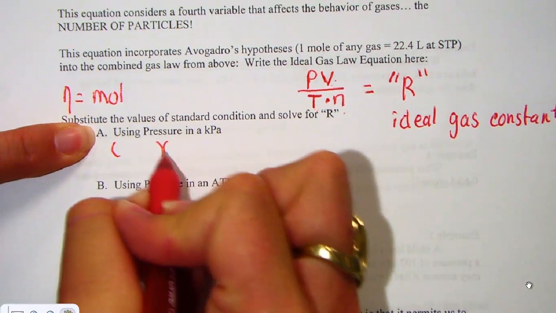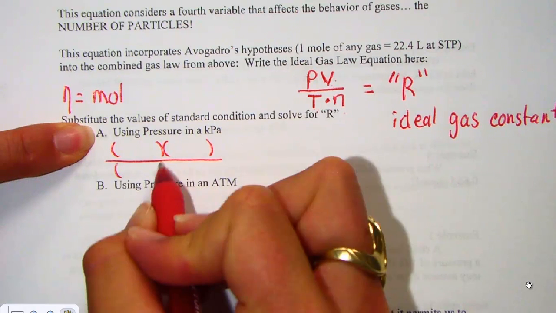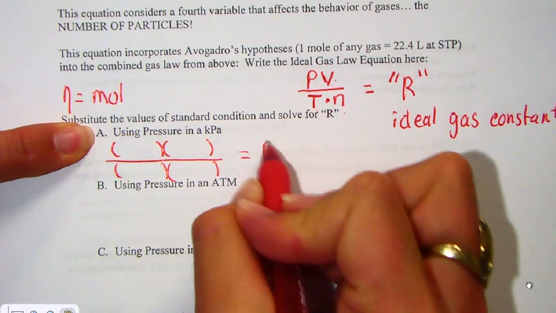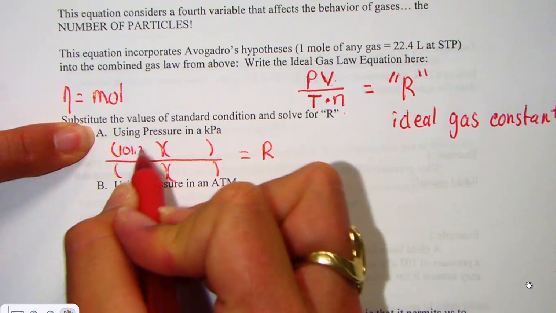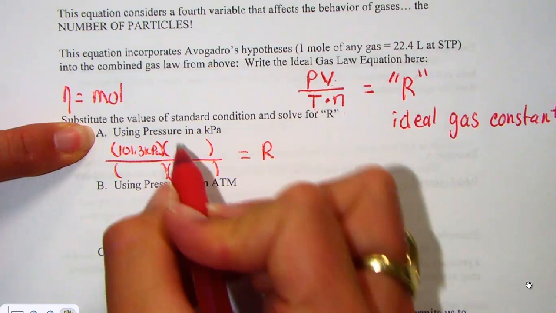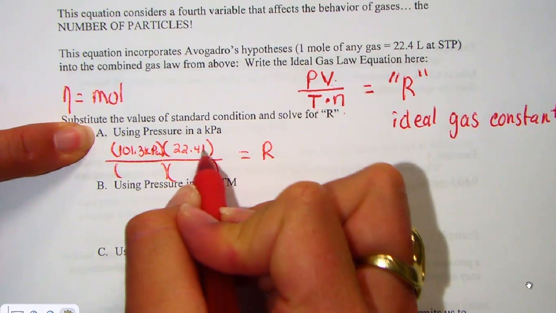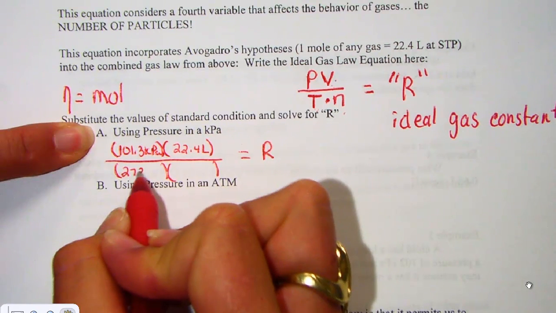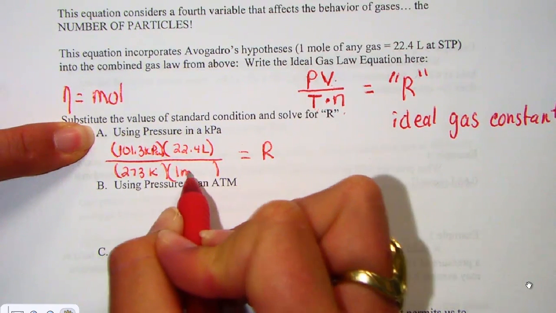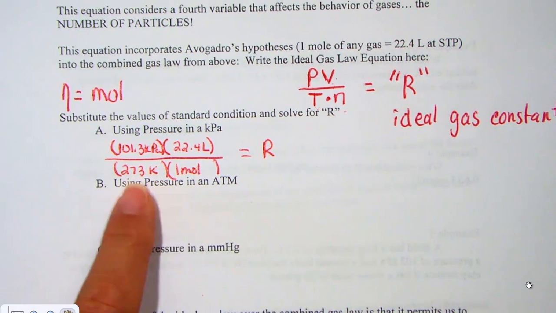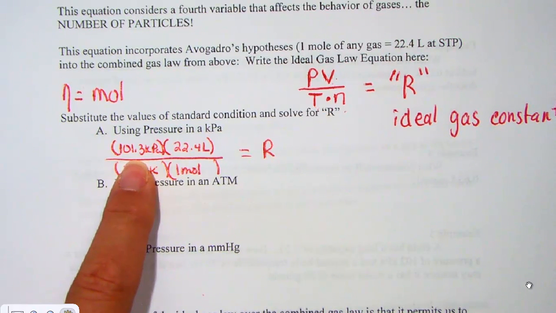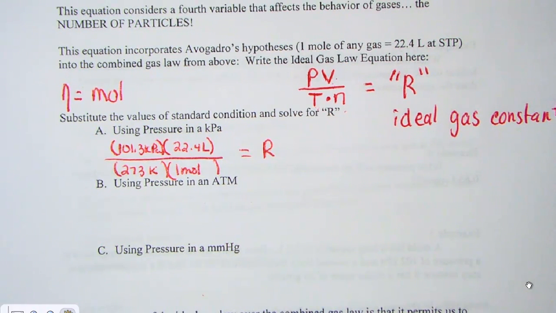Standard pressure in a kilopascal, I'm just going to get my parentheses ready for standard values and we'll solve for R. Standard pressure in a kilopascal is 101.3 kPa units. Standard volume, 22.4 liters. Standard temperature, 273 Kelvin. And the standard number of particles being 1 mole. So those terms STP, that's just Avogadro saying that 1 mole of any gas at standard temperature and standard pressure has a volume of 22.4 liters big.